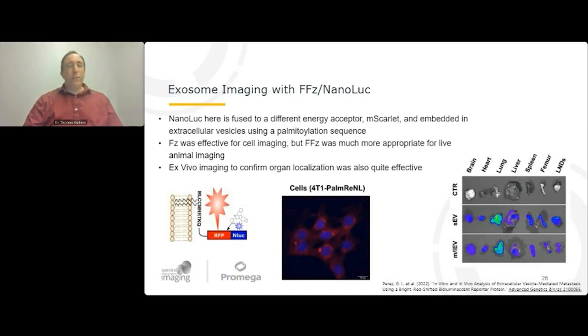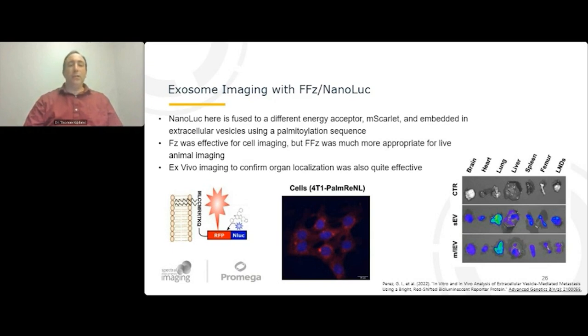This is another example that I wanted to show using NanoLuc BLI. This is using a different construct, so it isn't required, although PsiOFP is an excellent acceptor for energy from NanoLuc. This example uses a different red fluorescent protein, M-scarlet. And so in this case, you have M-scarlet being fused to NanoLuc, and then that construct, that fusion protein, is prenylated and embedded into the membranes of exosomes. And that gives you a construct which you can see in this image, where the membranes are brightly lit up with a red fluorescent protein. You can see that with both fluorescence, because the fluorescent protein is fluorescent, and also with bioluminescence. And then these were able to be imaged both in vivo in the mice.